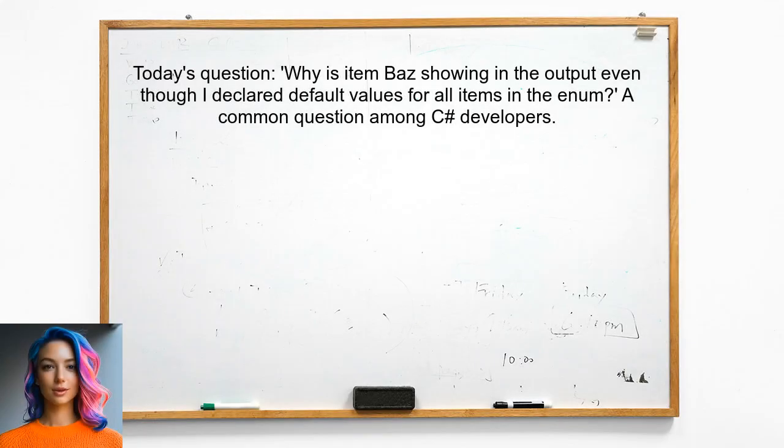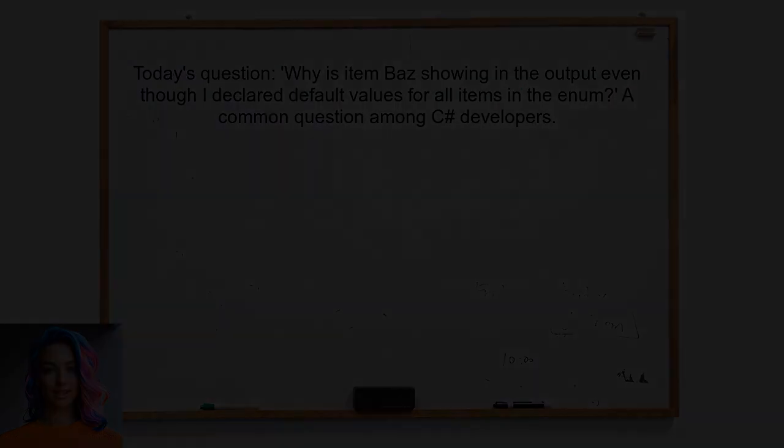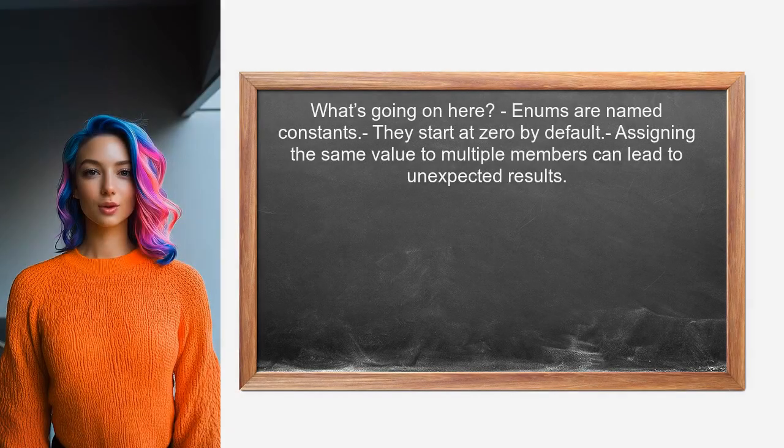Here's the specific question we're tackling today. One user asked, "Why is item Baz showing in the output, even though I declared default values for all items in the enum?" This is a great question, and one that many C# developers have wondered about. So what's going on here?